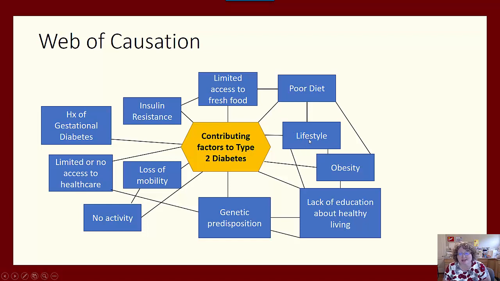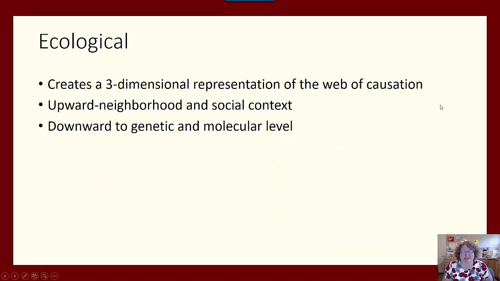Your lifestyle may be sedentary, and so you become obese. And you also become obese because you have a poor diet and because you have limited access to fresh food. And maybe no one's ever taught you about how to live healthy and why you shouldn't be eating all fast food. So you kind of get the idea that this gives you a look at all of the factors that contribute to the problem. And so we can start identifying these issues and start addressing these, and then that can improve the disease state.